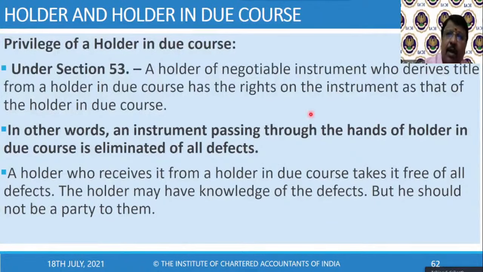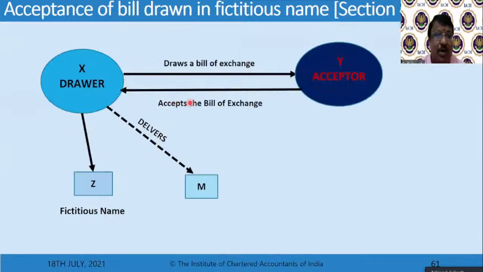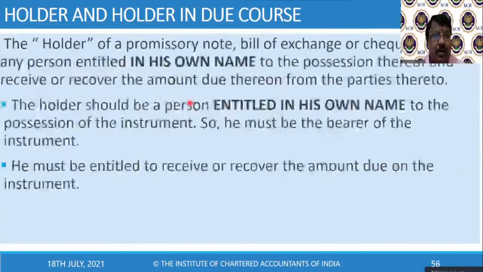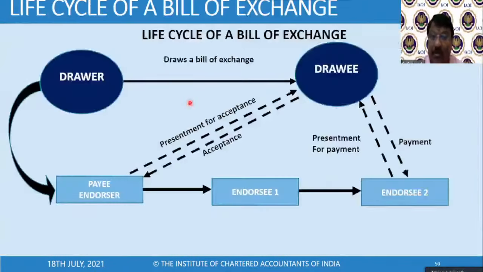Okay. A holder of a negotiable instrument who derives title from the holder in due course becomes a holder in due course. Think about it. See, now here, for example, I'm just giving an example, all these examples. Some donkey forged the sign of the drawer, okay, and presented it to the drawer and the drawer also accepted it.